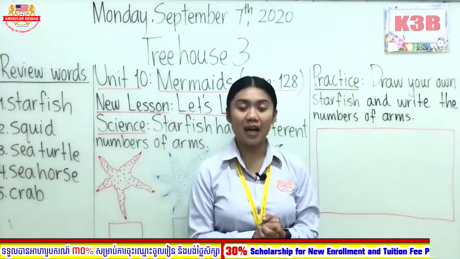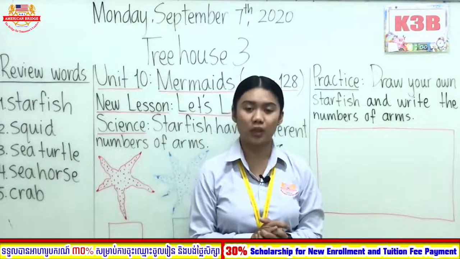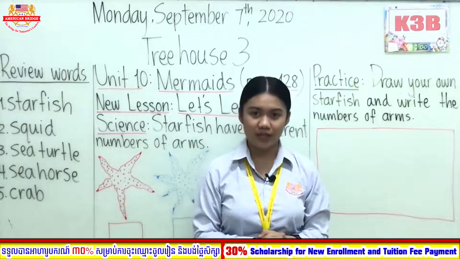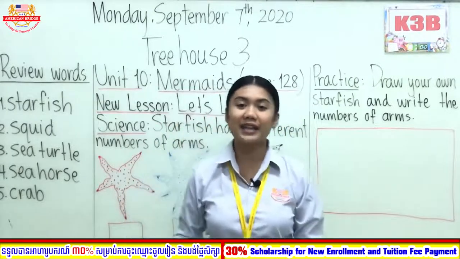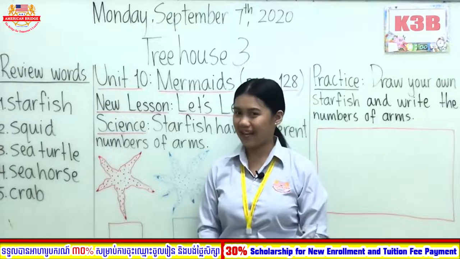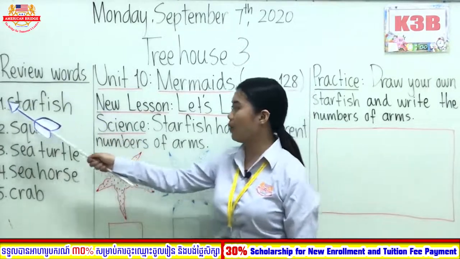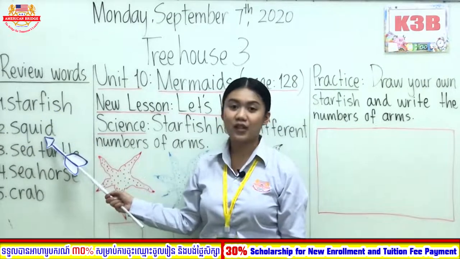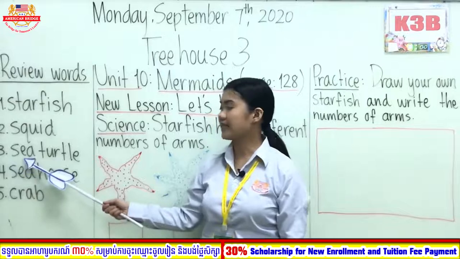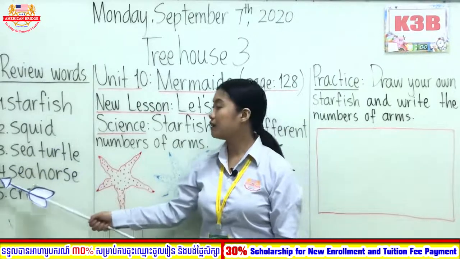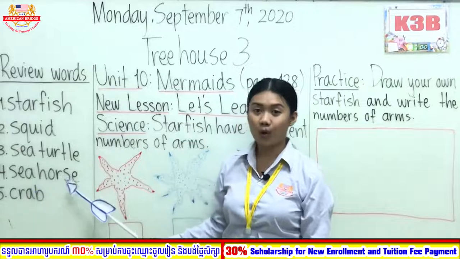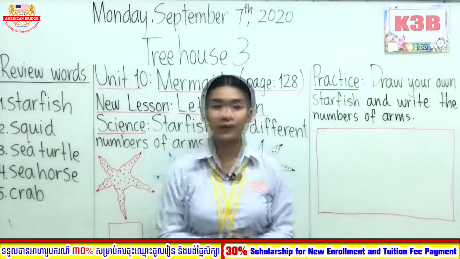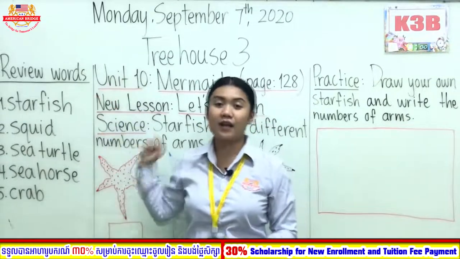Okay class, so that is our review from page 122. Now let's review those vocabulary words, everyone. So look at the whiteboard and let's read those sea animals. Review words. Number one is starfish. Number two is squid. Number three is sea turtle. Number four is seahorse. Number five, crab. Very good. Alright class, so these are our review words.